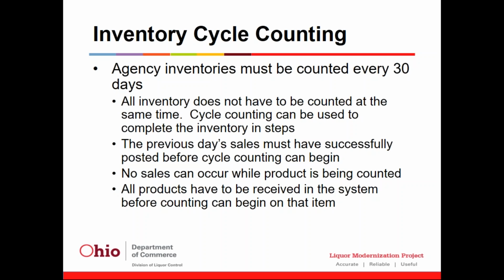So you need to make sure that no sales are occurring on the items that you are counting while you are counting them until you post the count journal. Once you have posted the journal, you are free to go ahead and resume sales on those items. You also need to make sure before you start that all products are received in the system. Anything you have inventory on hand in-house, you need to make sure that you have received that product in the system. So if you had a pending agency-to-agency transfer come in, make sure you've completed it and received it in the system.